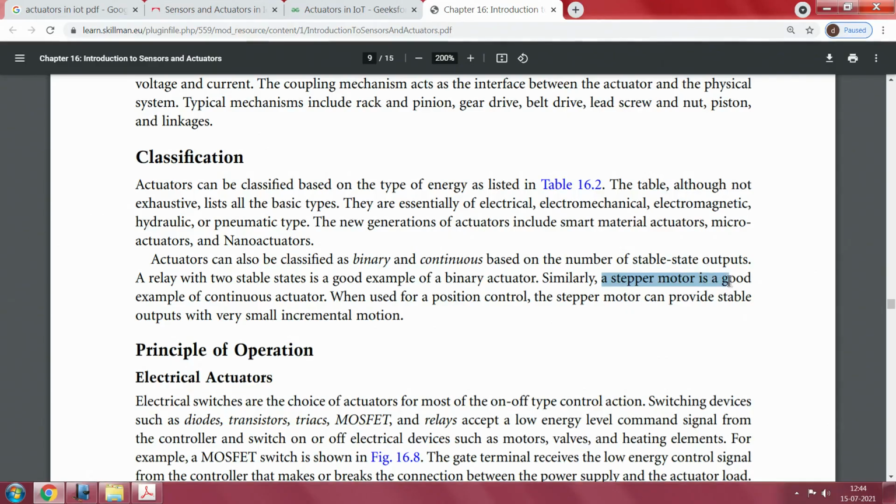Similarly, the stepper motor is another good example of a continuous actuator. What happens in a step motor is, typically step motors you will get as 200 step motors, okay. You will have 200 steps which the rotor can take. If you look at my hand motion, this is like a motor, this is like a shaft, the shaft goes like this, and each time it moves by 1.8 degrees, that is why you get 200 steps when it completes one full rotation, okay.